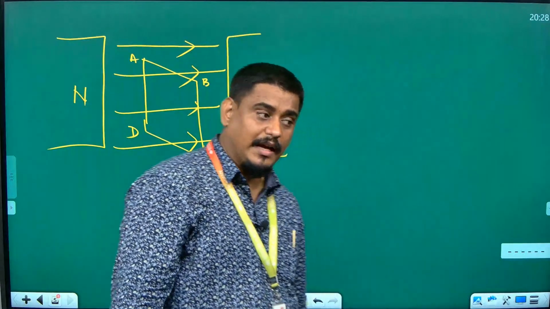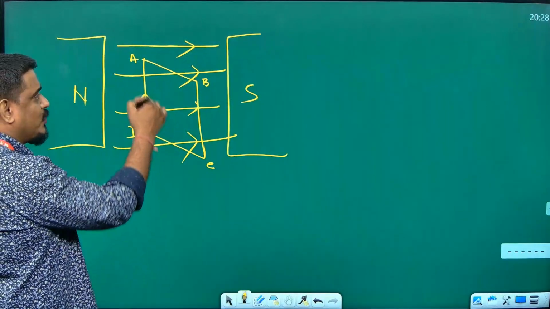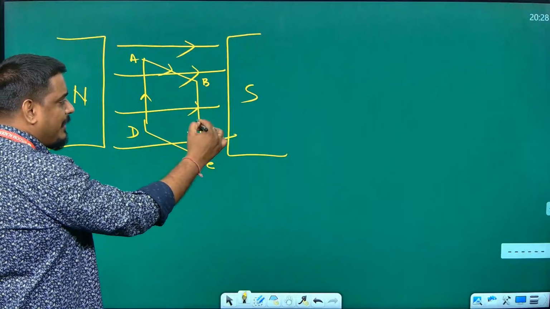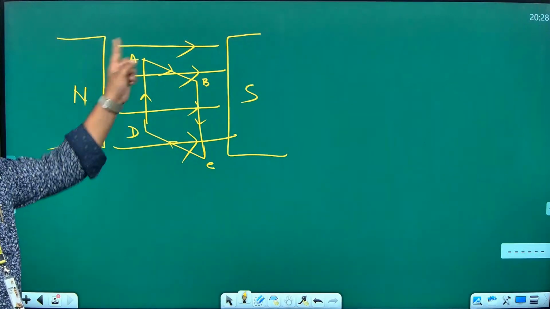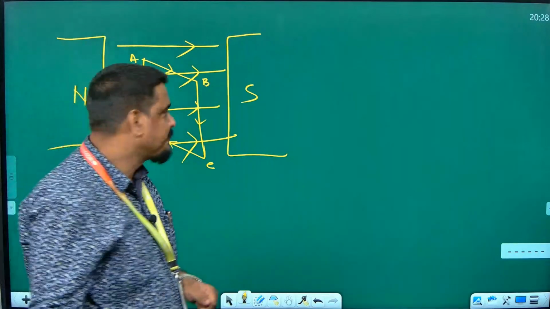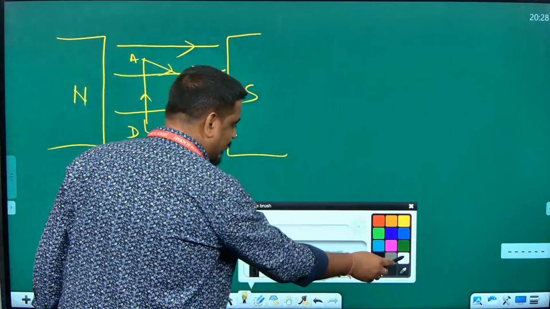Just now you learned that if it has a current, the current is going from D to A to B, B to C and C to D. Is the direction of current clear to you? Okay. Let us see each part of the wire one by one. Please pay attention. I could just tell you the formula and go directly, but I want you to understand how the principle works.